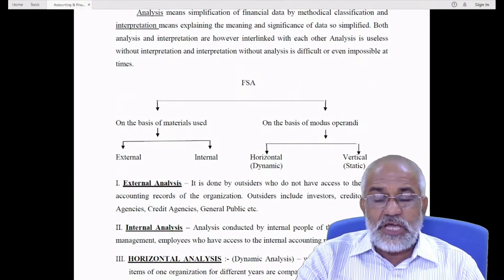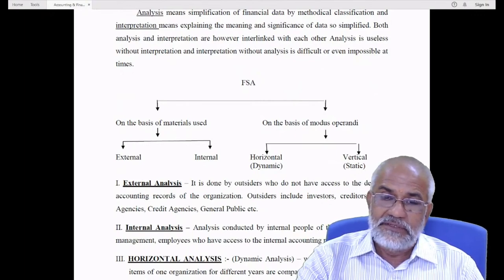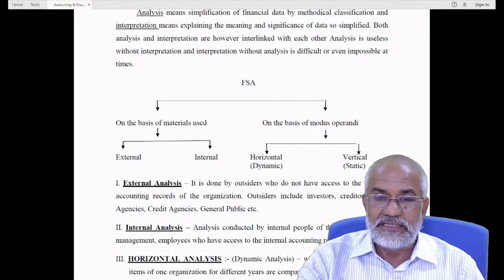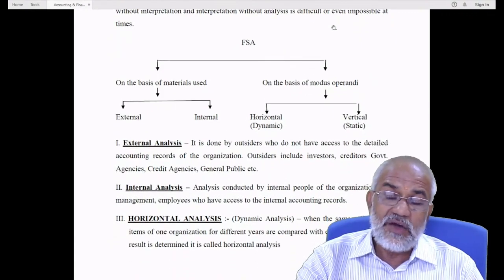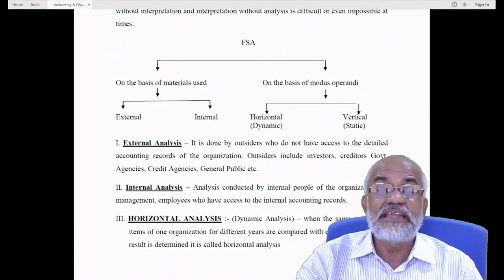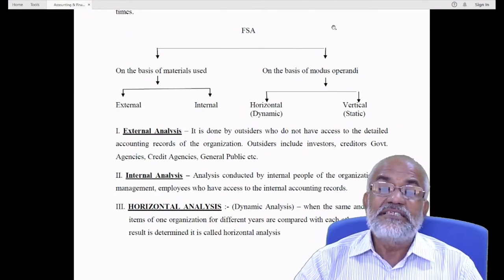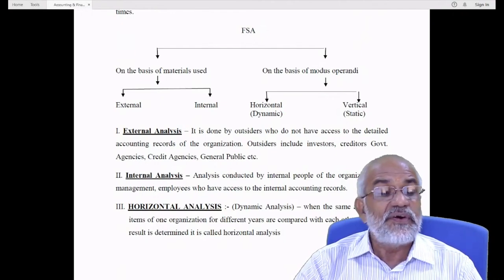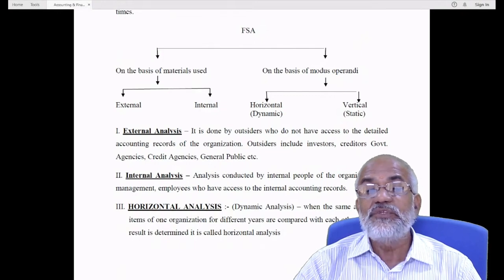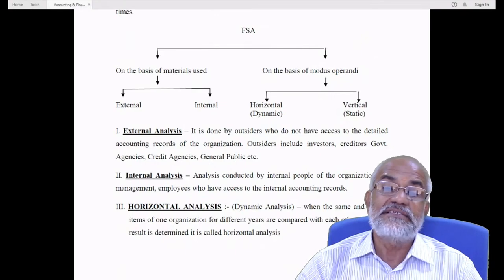And on the basis of modus operandi, when the analysis of financial statements is done, it is again of two types. One is horizontal analysis and the other is vertical analysis. Horizontal analysis is otherwise known as the dynamic analysis, whereas the vertical analysis is known as the static analysis. Dynamic analysis, or horizontal analysis, means when the same and related items of one organization for different years are compared with each other and some result is determined, it is called horizontal analysis.